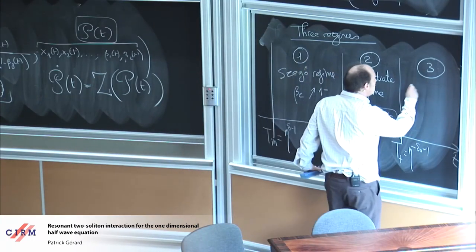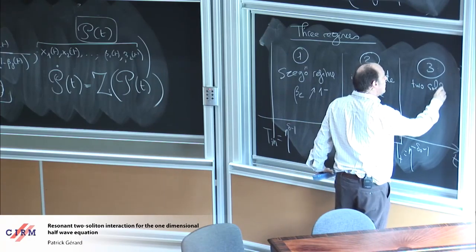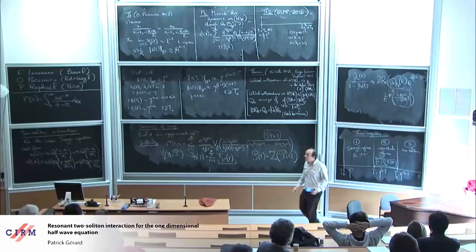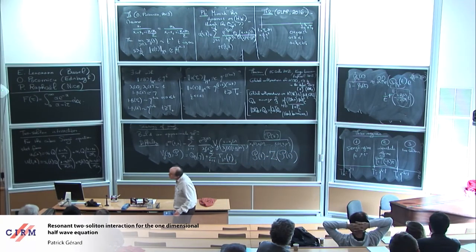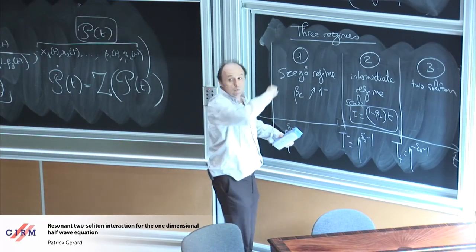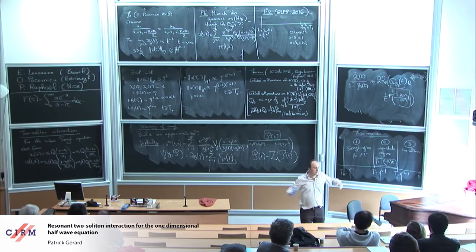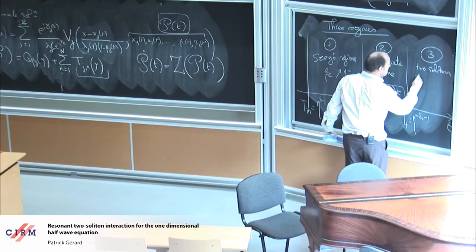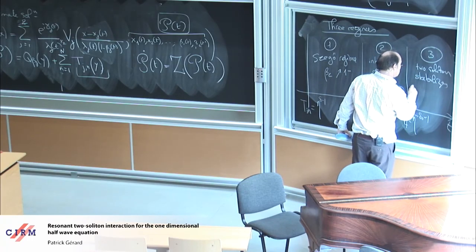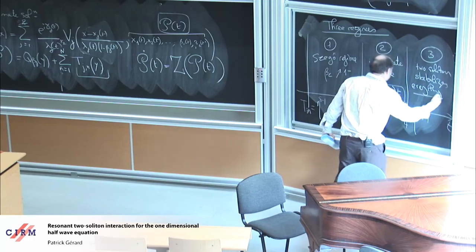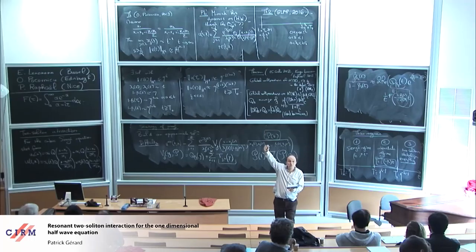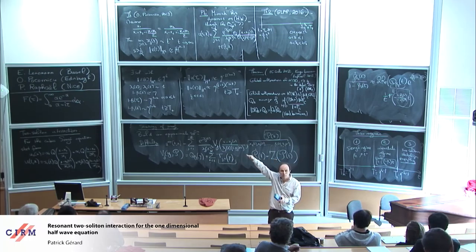And finally, you have the two-soliton regime here, in which these solitons are again solitary. So this means that they are too far away. 1 minus beta 2 times t is then bigger than some positive power of t. So this function here is integrable in time, so that you can integrate up to infinity, and this stabilizes everything. So that's why you don't have weak turbulence. You have something which is saturated after some time.